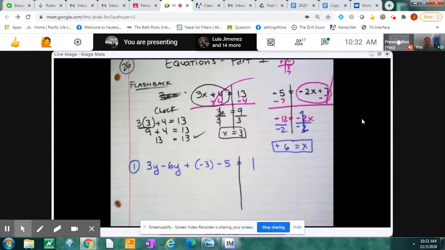Because we want to balance. We want to balance, right? This side's going to equal 1. It's got to balance. Here we go.